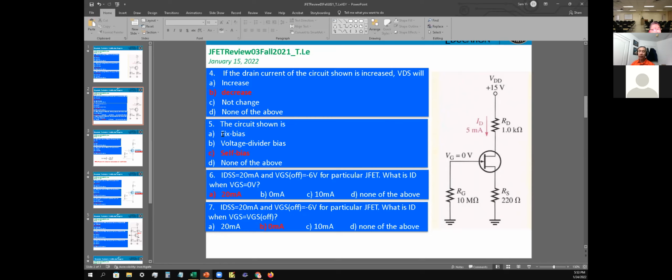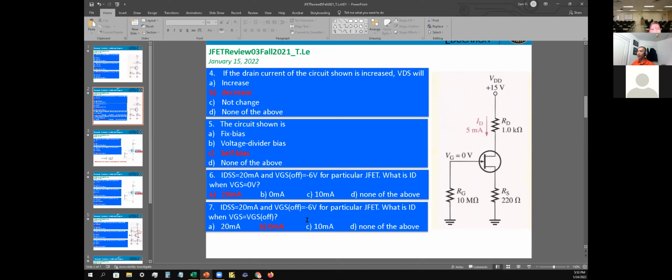Okay, number 5, the circuit is shown. Since they only have one power supply, which is the bias power supply, that's what is considered the sub-bias. So the answer is C as in cat for number 5.